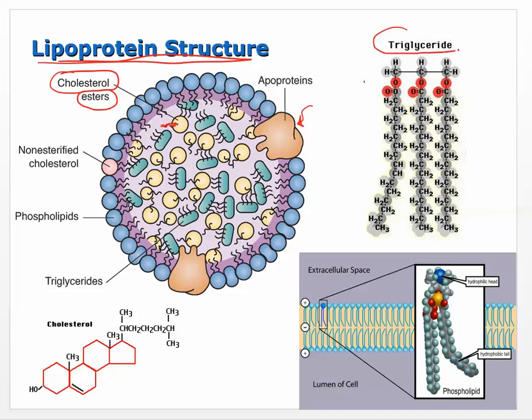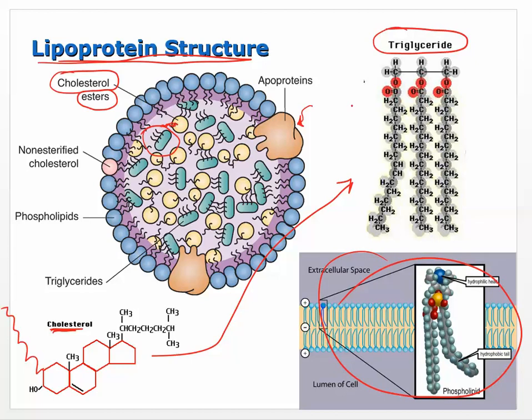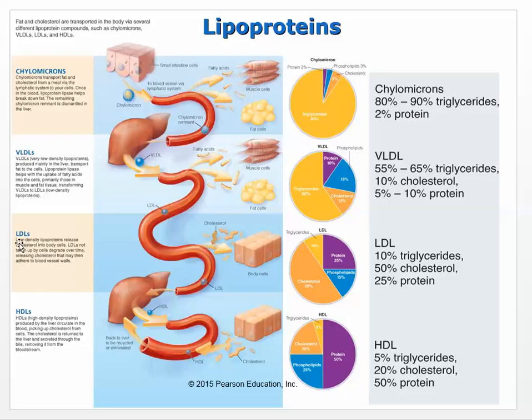But here's the structure of a triglyceride. You can see that there are triglycerides in here. And here's a structure of a cholesterol that's non-esterified, which basically means it doesn't have the fatty acid tail on it. Okay, so we have cholesterol and we have triglycerides, and then the whole thing is surrounded by these phospholipids. All right, so that's what a lipoprotein is. It's got the protein, and then it's got these fats that I just mentioned.